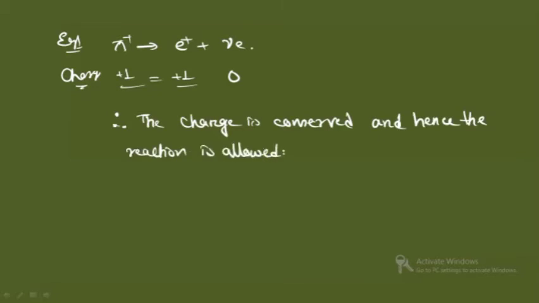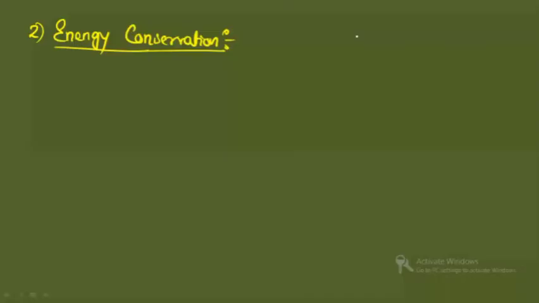Clear? This is all about the conservation of charge. Now we will see the conservation of energy, which is the second exact conservation law. When we are talking about the conservation of energy, we have to see the conservation of which energies? We have to see the conservation of the kinetic energy, and the second one is the conservation of the rest mass energy. These are the two conservations that we have to see. Clear? Now we will take an example.